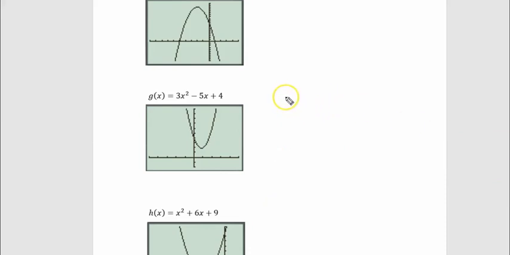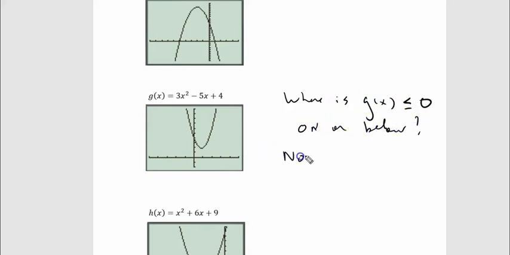Now, if I turn it around, where is it on or below the x-axis? Nowhere. And so the answer, you might type DNE or the null set for the empty set, or no solution.